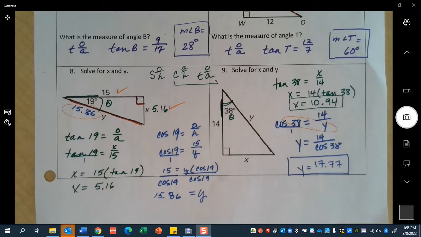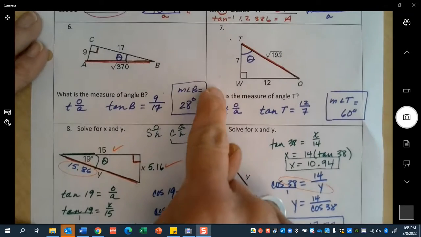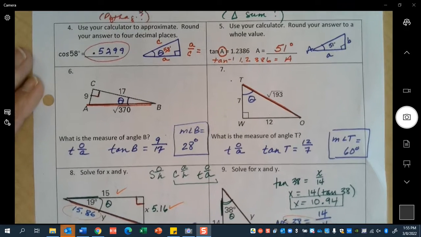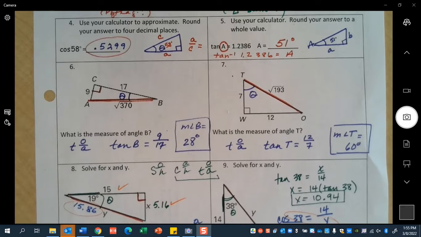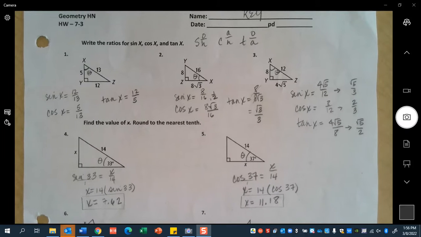Would you please check in with your group mates, and would you please talk about these three types of problems: solving for sides, solving for angles, and writing trig ratios. Say which ones you think are the trickiest, and mark that. Realize that, process. All right, come back.